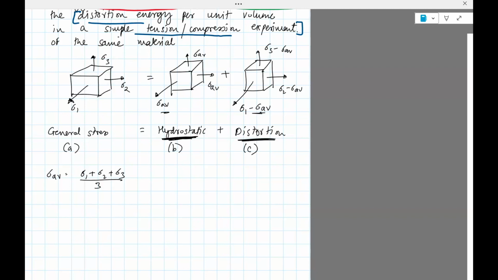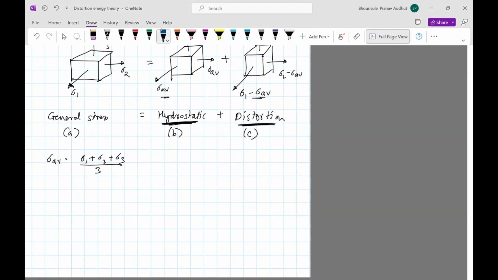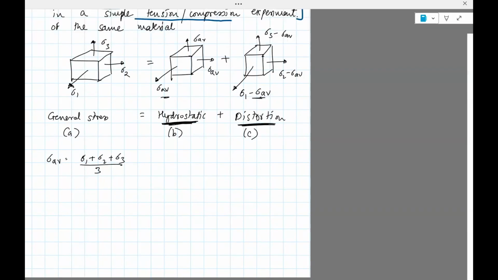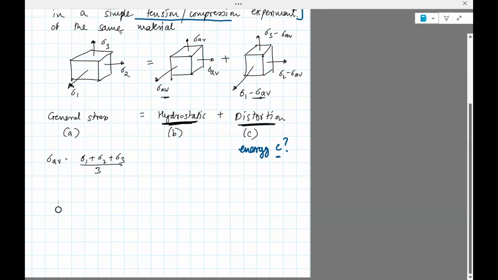So what we'll do is, in order to compute, we need the energy here. We need the energy in this case. Energy C is unknown. This is the one which is determining the failure theory. We know that energy is the same no matter how you compute it. So energy in A should be energy in B plus energy in C. When I say energy, it's basically the energy due to the stress.